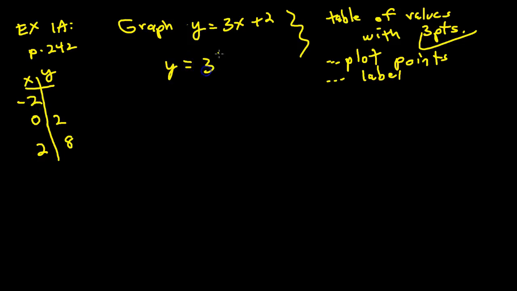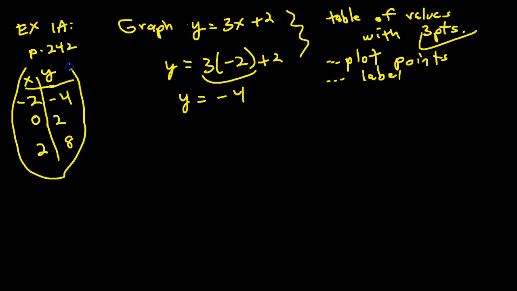So y equals 3 times negative 2 plus 2 gives me y equals, well, 3 times minus 2 is minus 6. Minus 6 plus 2 is minus 4. All right, so I've got minus 4 there. So there's a table of values with corresponding x and y values that we know solve this equation. And these will generate a line in the xy plane as we plot these points.